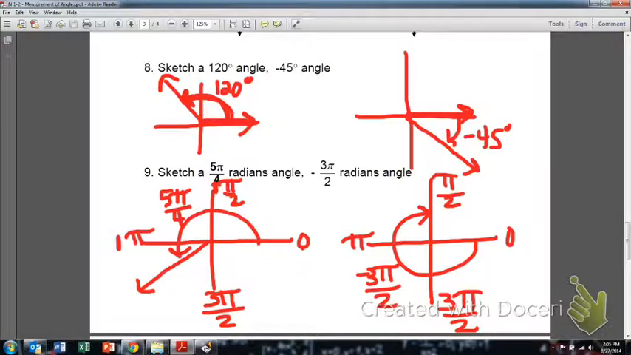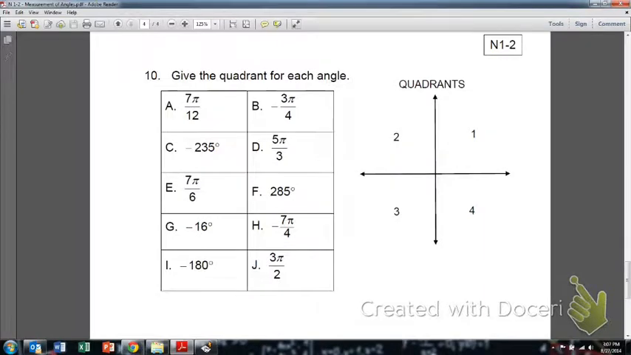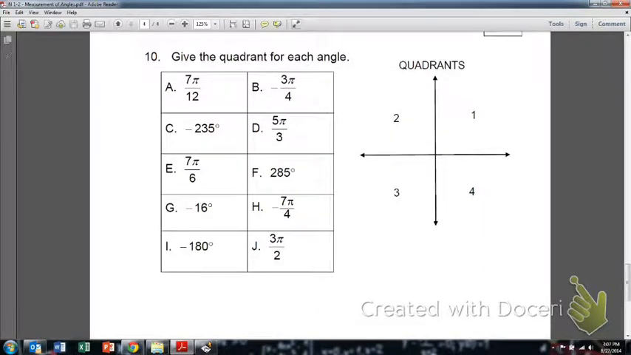We're going to talk about this some more tomorrow, measuring out these angles, especially with the radians. People tend to have a little bit of trouble with that. Okay, last thing, and I know I've gone over my 10-minute limit that I've set for myself, but what you're going to do here is tell what quadrant each of these is in.